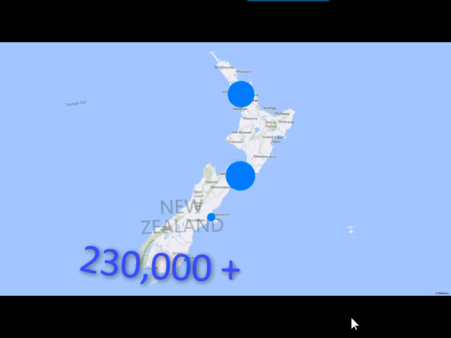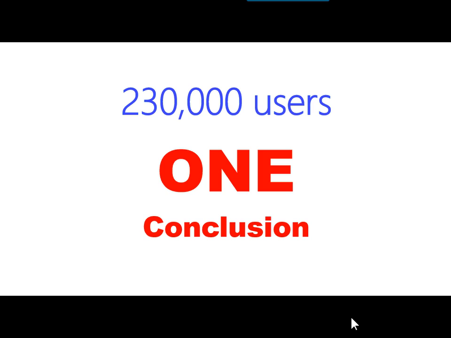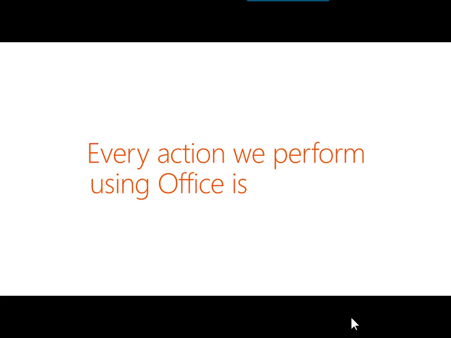The issue is, I have interacted with so many people. Like this, we have 100 people here, like this, so many people. They learn from me, but while interacting with them, I also learn from them. So what did I learn about how people use Office? There is one conclusion, and you'll be surprised what the conclusion is. Fill in the blanks. One word is missing. Every action we perform using Office is, fill in the blanks.